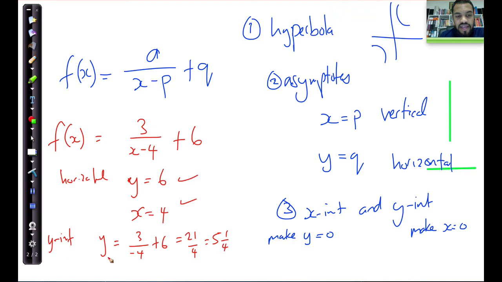And then the x-intercept, similarly, you make y 0. So we're going to say 0 equals 3 over x minus 4 plus 6. You can do a little bit of solving there, and you'll get positive 6 on this side. X minus 4, you'll get the following: x minus 4 is equal to, bring the 6 below, minus a half, and then you're going to just take that over. You're going to get 4 minus a half. X is equal to 3.5.